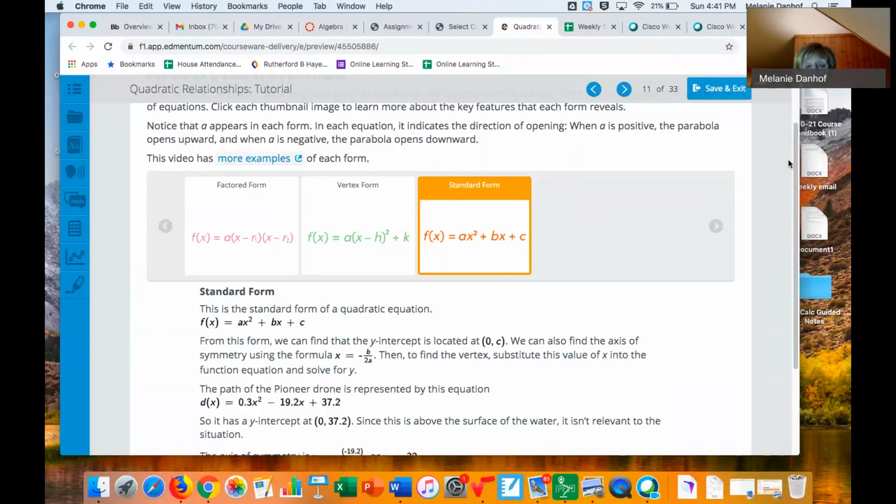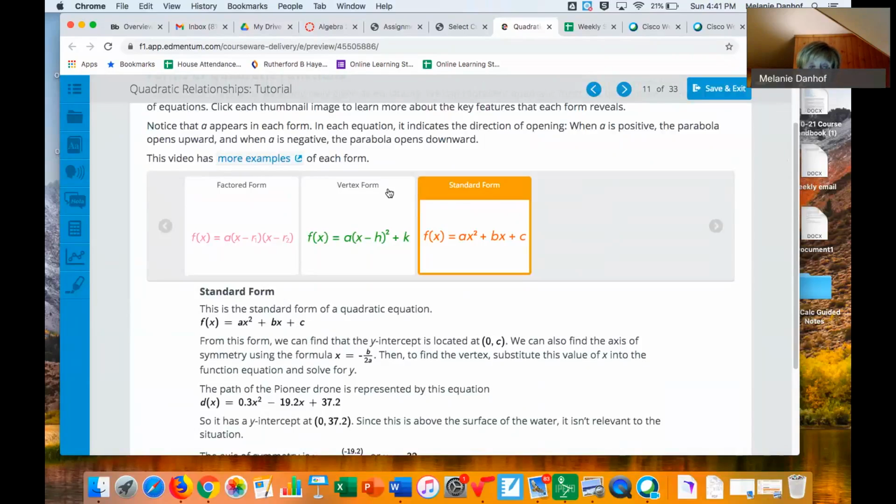And then a little notation that you would take the numerical value that x equals in the axis of symmetry, and substitute it back into the equation to find the y value of the vertex. I can also recommend that you use Desmos on here and just look at the picture.